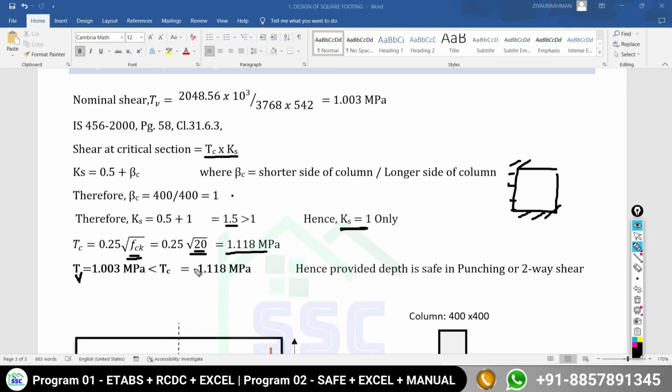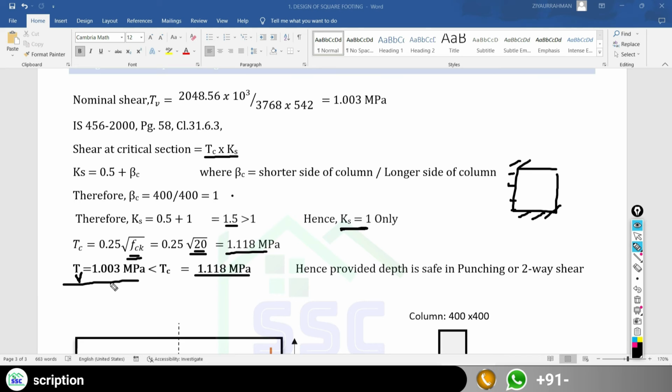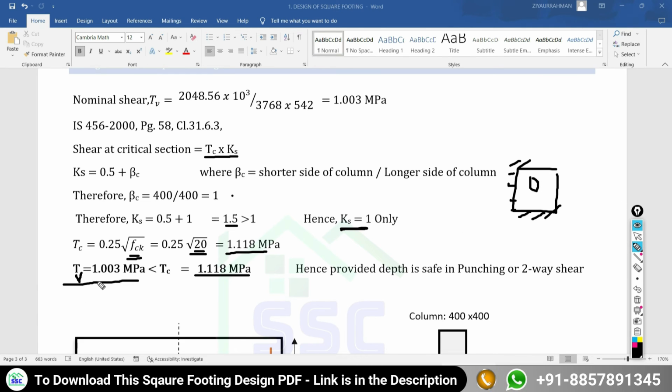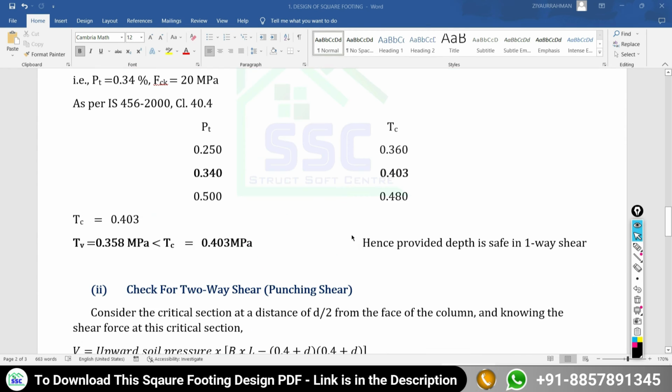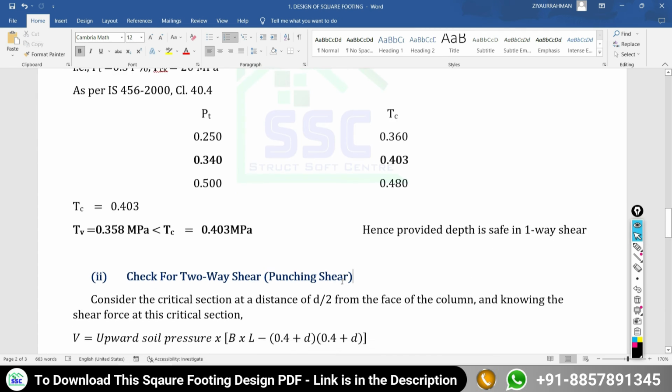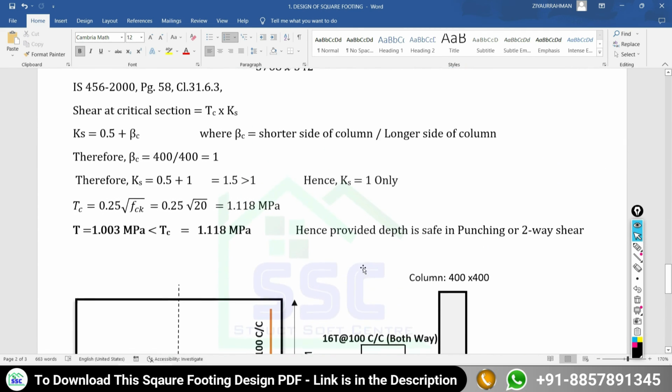and at the critical section, the capacity of the concrete is how much? 1.118. And the nominal shear that is going to be developed due to the action of the loading is how much? 1.003. So obviously the shear force that is going to be developed is less than the capacity of the section. It means at the foundation level the capacity is more but the action is less, so we are safe. Hence the provided depth is safe in punching or two-way shear. So now the provided depth is safe for one-way shear also, and safe for two-way shear also.